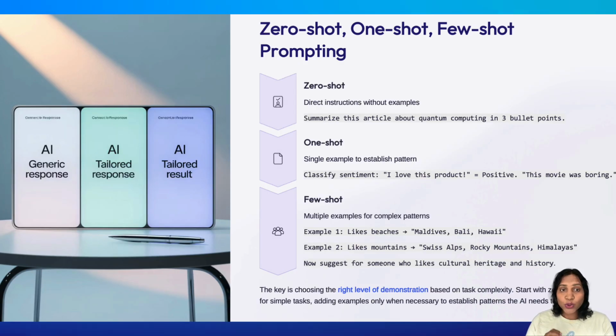The key is choosing the right level of demonstration, starting with zero shot for simple tasks, and adding examples only when necessary to establish the patterns the AI needs to follow as you are refining.